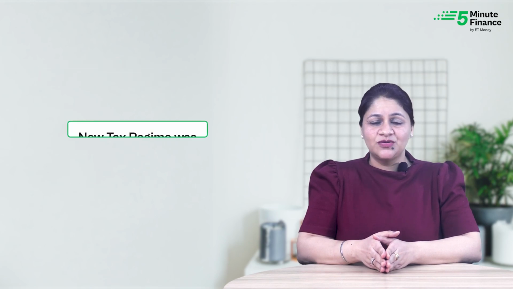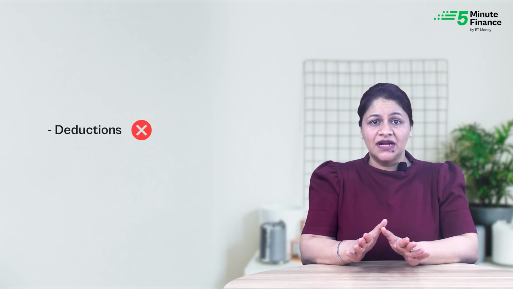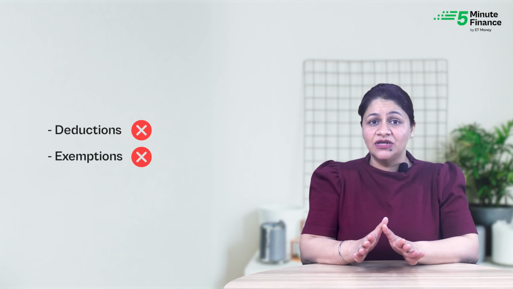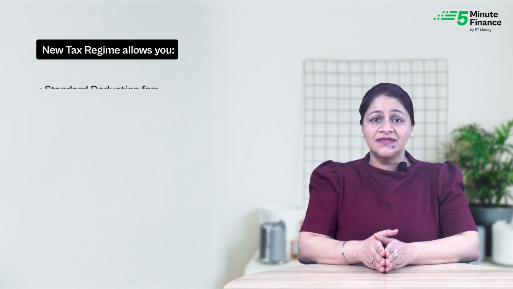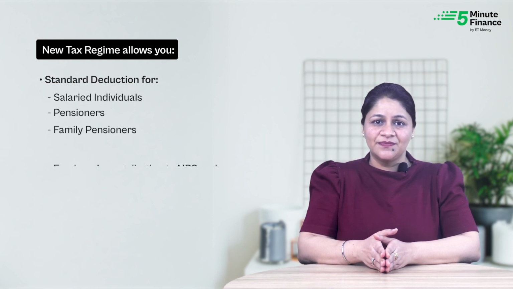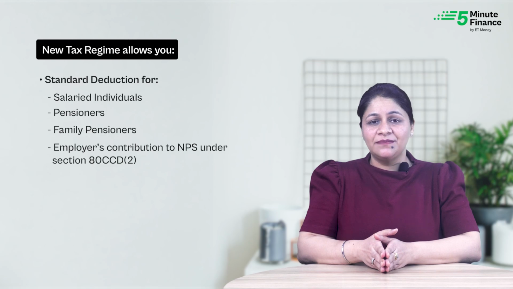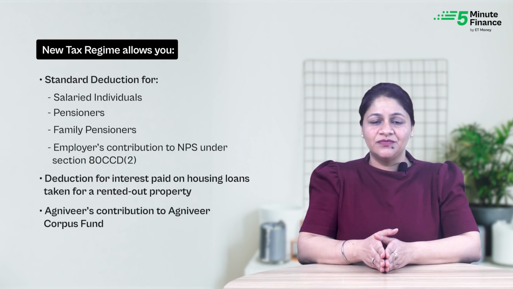The new income tax regime, on the other hand, was introduced by the government in 2020. It does not allow most deductions and exemptions which are available under the old regime, but it allows some deductions such as standard deduction for salaried, pensioners, and family pensioners, employer's contribution to NPS under Section 80CCD(2), deduction for interest paid on housing loans taken for a rented out property, and Agniveer's contribution to Agniveer Corpus Fund.